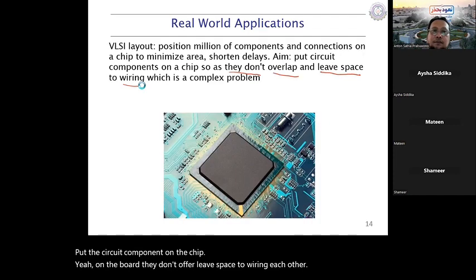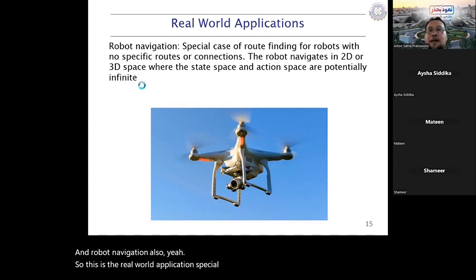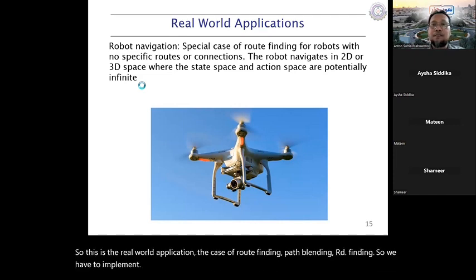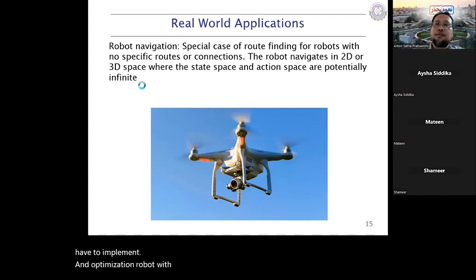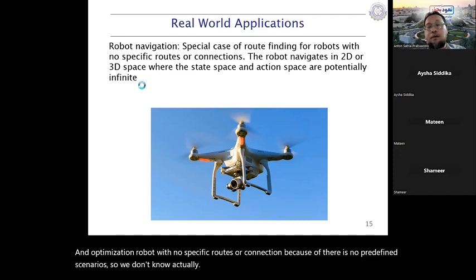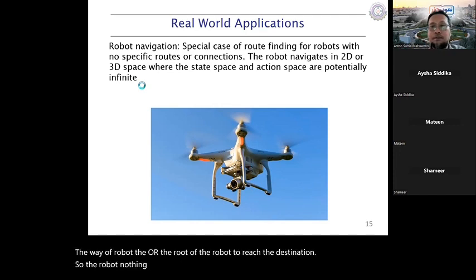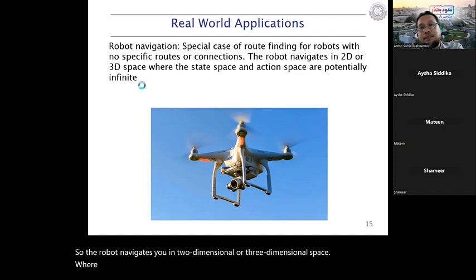And robot navigation also. This is a real world application, a special case of route finding, path planning. We have to implement optimization for a robot with no specific routes or connections, because there are no predefined scenarios. We don't know the way or the route of the robot to reach the destination. The robot navigates in 2-dimensional or 3-dimensional space, where the state space and action space are potentially infinite.